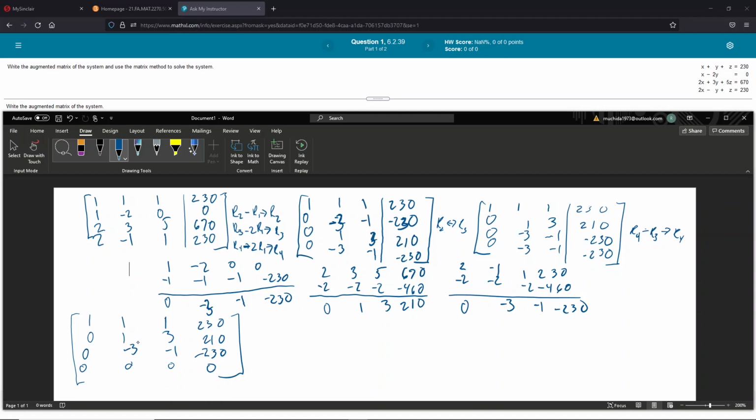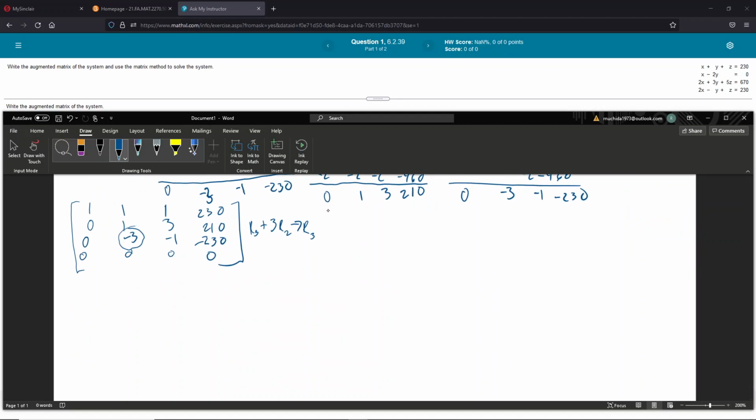Now all we need to do is get the element in the third row, second column position, this negative 3, to be a 0. To do that, we can multiply row 2 by an appropriate number so that when we add it to row 3, that becomes a 0. We're going to add to row 3 three times row 2, and that'll be our new row 3. So my first 2 rows I'm going to leave alone: 1, 1, 1, 230, 0, 1, 3, 210.